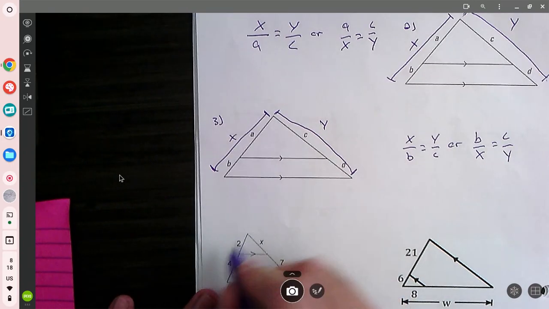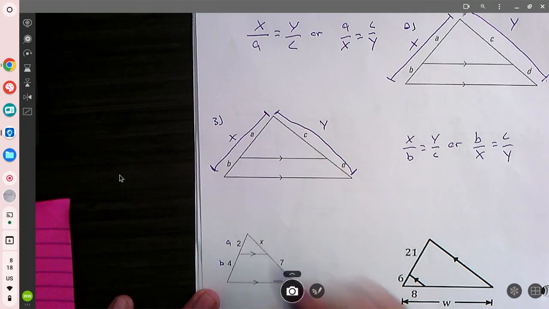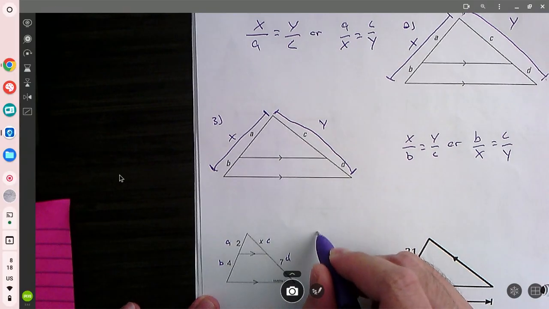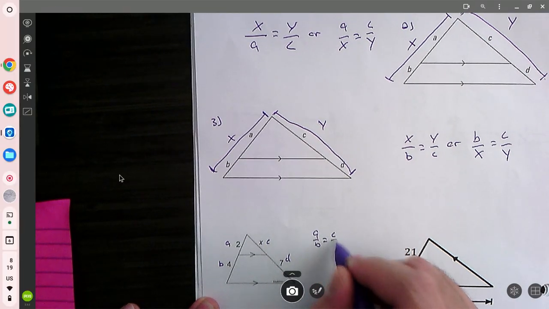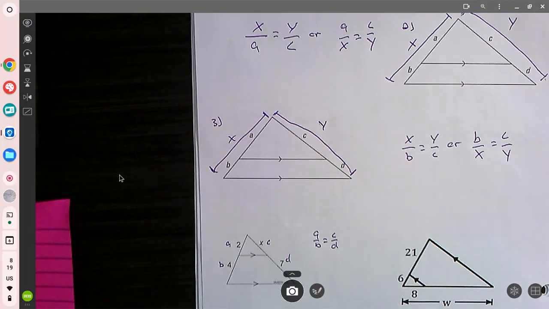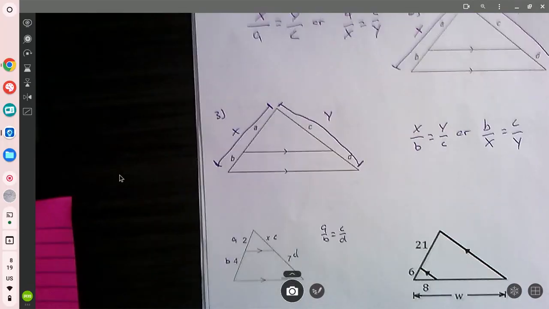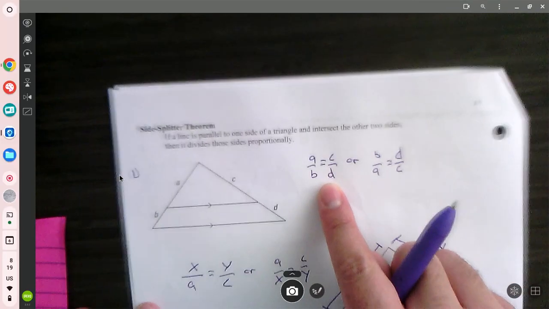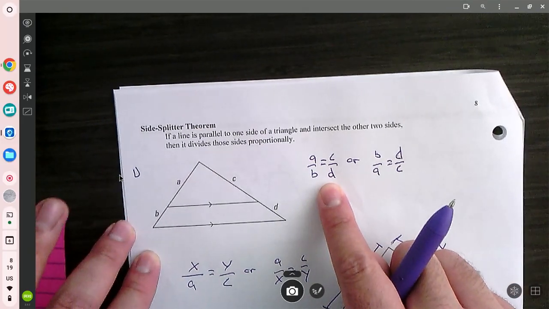So if you want to write that, we can say A B down here, C D down here, and we know that A over B has to be equal to C over D. And now we can plug in our numbers, right? This A over B is equal to C over D. I got that from right here, my first side splitter theorem equation.